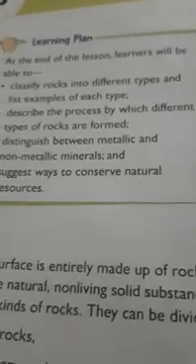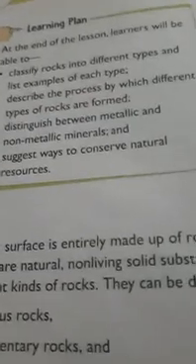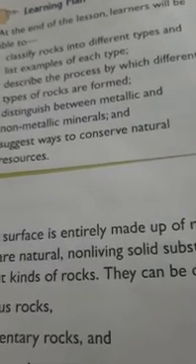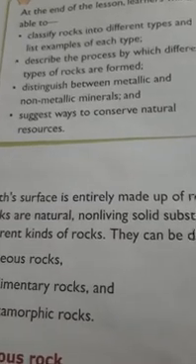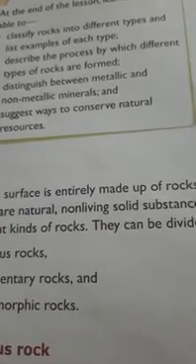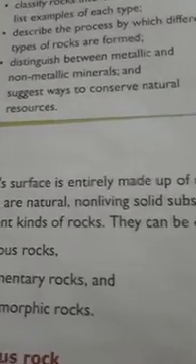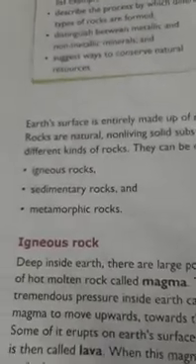So children, at the end of this chapter you will be able to classify rocks into different types and list examples of each type. You can describe the process by which different types of rocks are formed and the difference between metallic and non-metallic minerals, and you'll be able to suggest ways to conserve natural resources. So let's start our lesson.